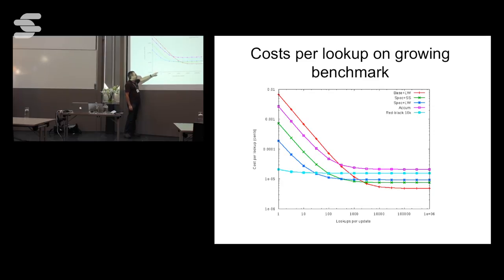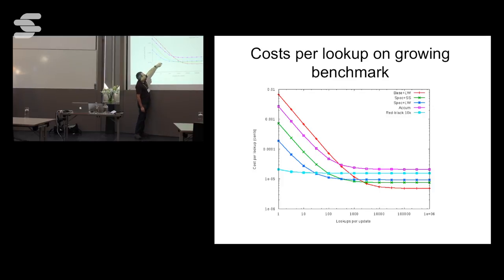If we're over here, we have lots of updates and not very many lookups. If we're over here, this is a database that's being published infrequently and queried all the time. So you tell me where you are on this graph, and then whichever one of these lines is lowest is the winner.